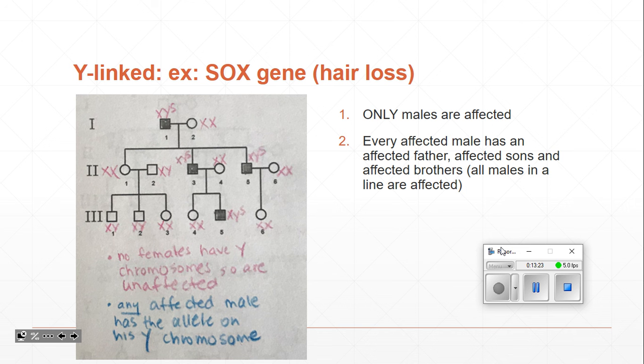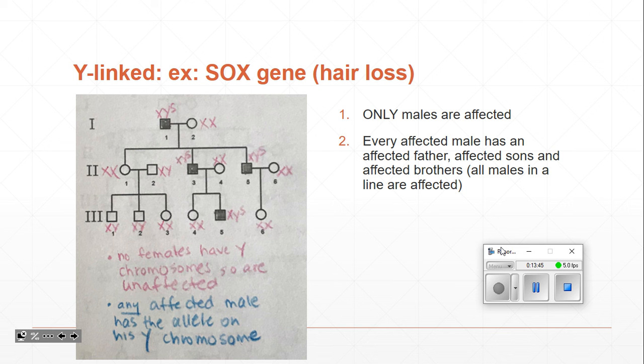If it were Y-linked, every affected male, that's a strong word, every affected male has an affected father, affected sons, and affected brothers. Every single male in a line would be affected. If you don't see that, then it's not Y-linked. Then it would have to be X-linked recessive.